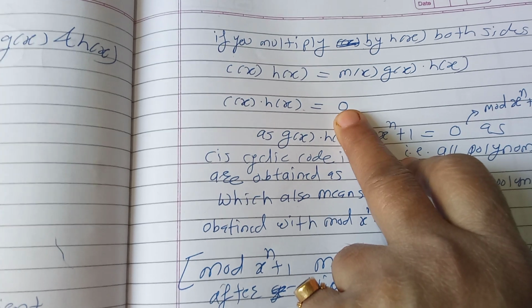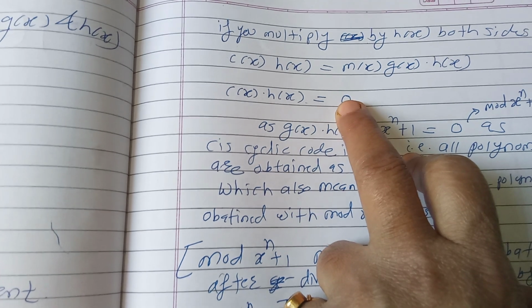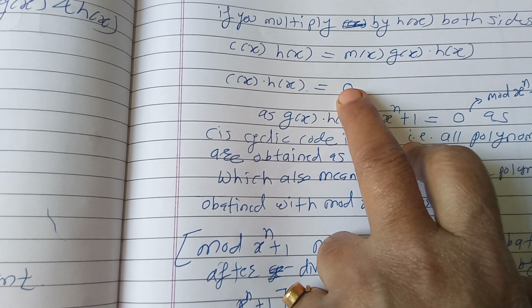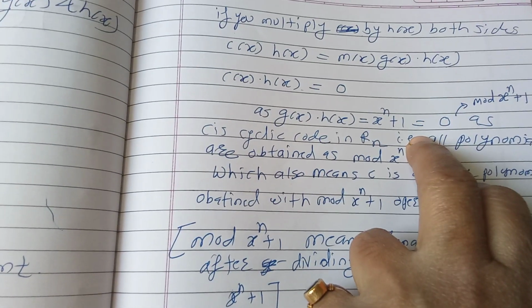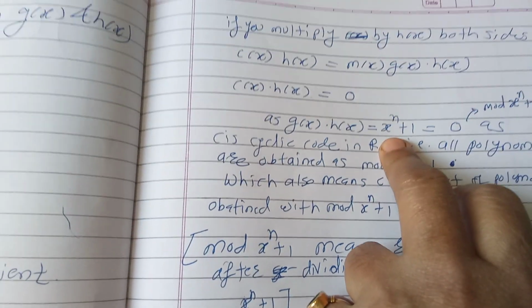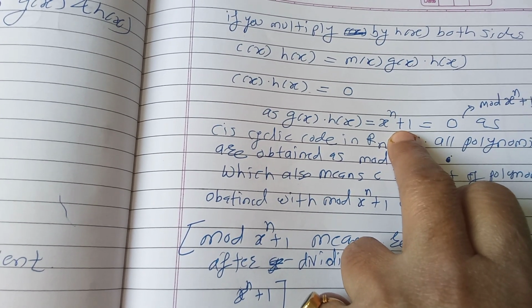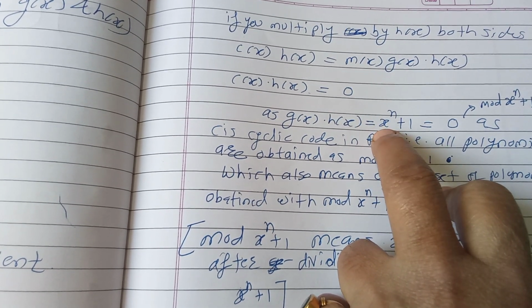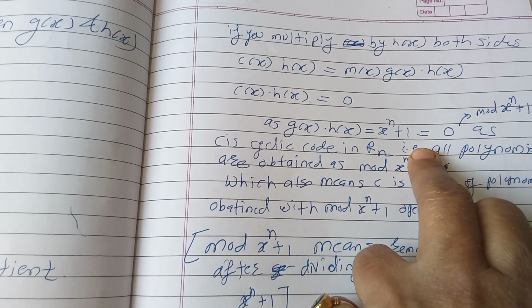What does this mean? That means you have to remember that all the polynomials in code C are obtained as mod x raised to n plus 1. That means those are the remainders. All the polynomials are remainders obtained after dividing by x raised to n plus 1. So we will see it further.